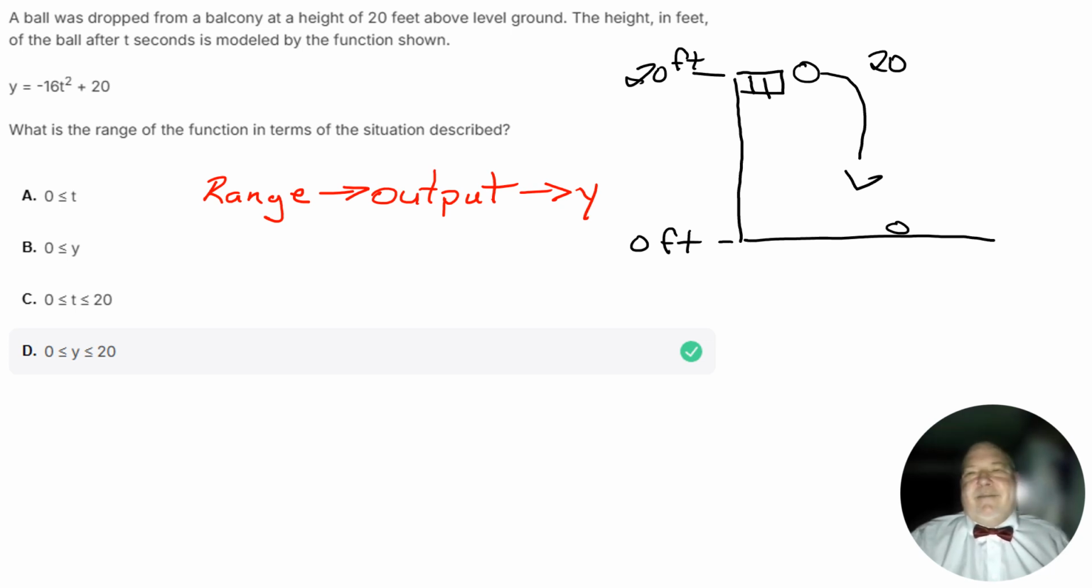All right? So make sure you know the difference between domain and range. Domain is the input values, typically x, but in this case, the domain is the t values. Those are the inputs. And then the range is the output.